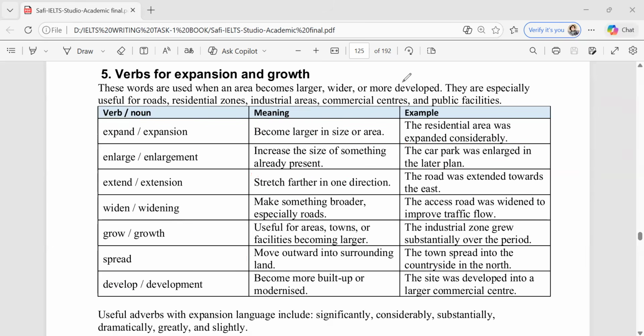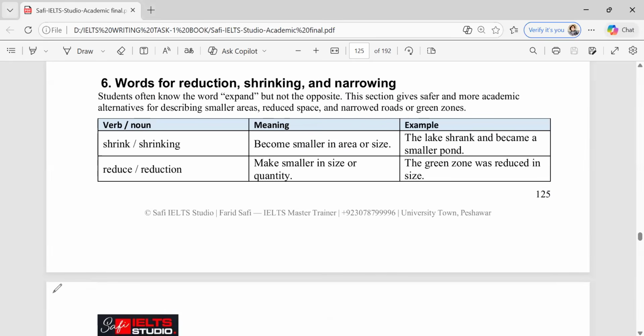Different verbs you can use. So we will need verbs for what? For expansion. Then you can have some of the verbs and nouns for reduction.